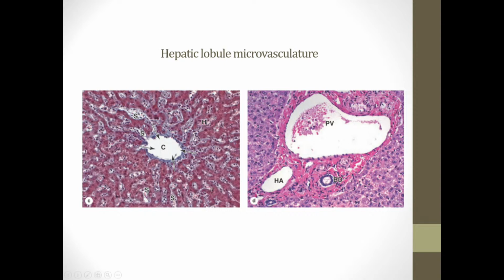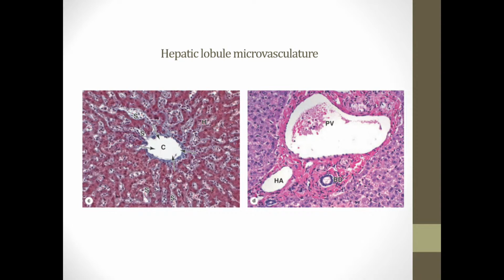Which part of the lobule is this? Look carefully, which part of the lobule? It's the central part. Yes, it's the central here. This is the central vein. Around the central vein are located the plates of hepatocytes, and on another micrograph, this is the peripheral zone. Here are the hepatic artery, portal vein, and bile duct.